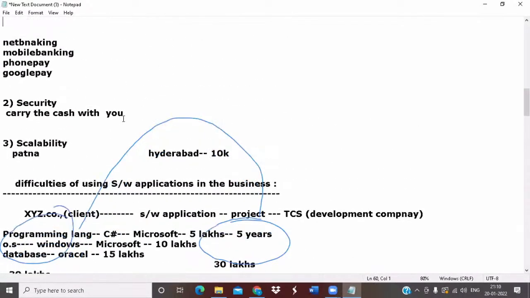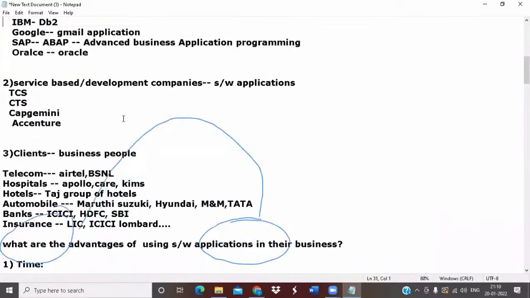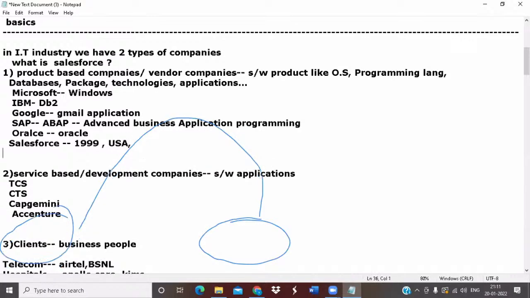So let me come back to the first point. I ask one question to Dheeraj. What is my question here? What is Salesforce? Till now, I'm not getting the answer from anybody. I will tell the answer. Salesforce is a vendor company, just like Microsoft, IBM, and all. Understand, all of you? Yes, sir. This company started in 1999 in San Francisco, California, USA. This company's CEO is Mark Benioff.